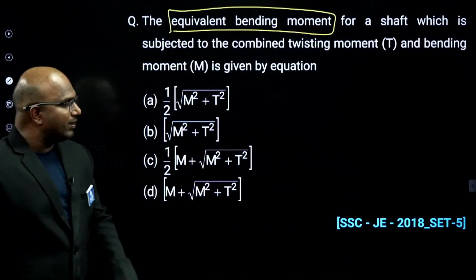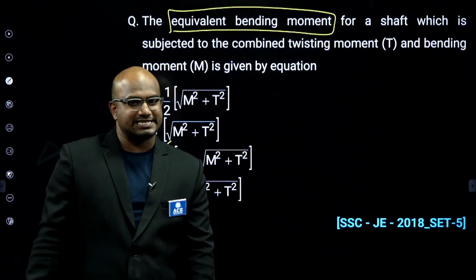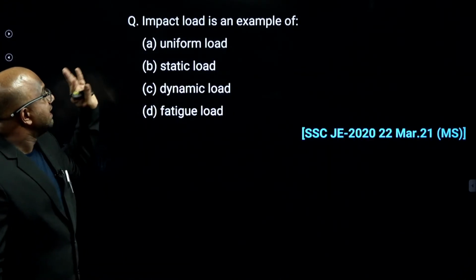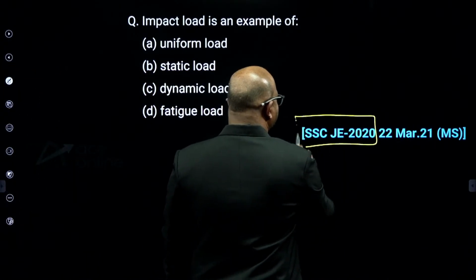Whenever equivalent bending moment is given, it should be half of M plus square root of M square plus T square. Next, impact load is an example of, tell me, sir, in SSC 2020, guys.